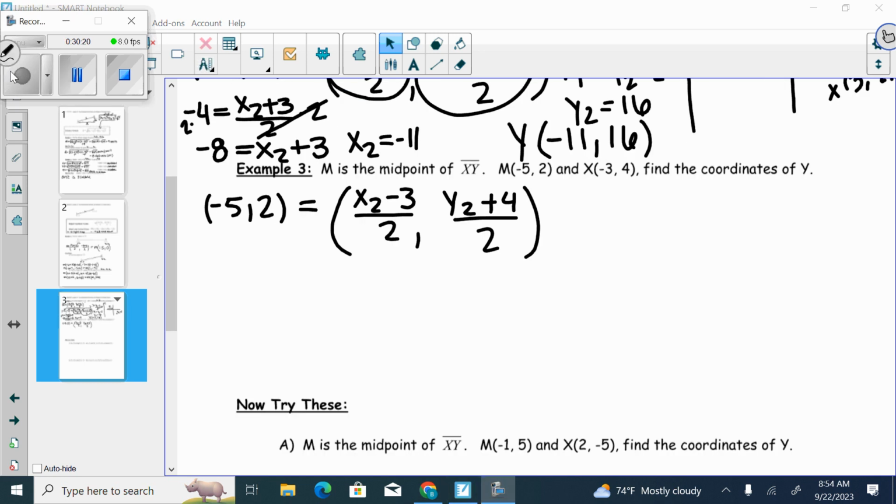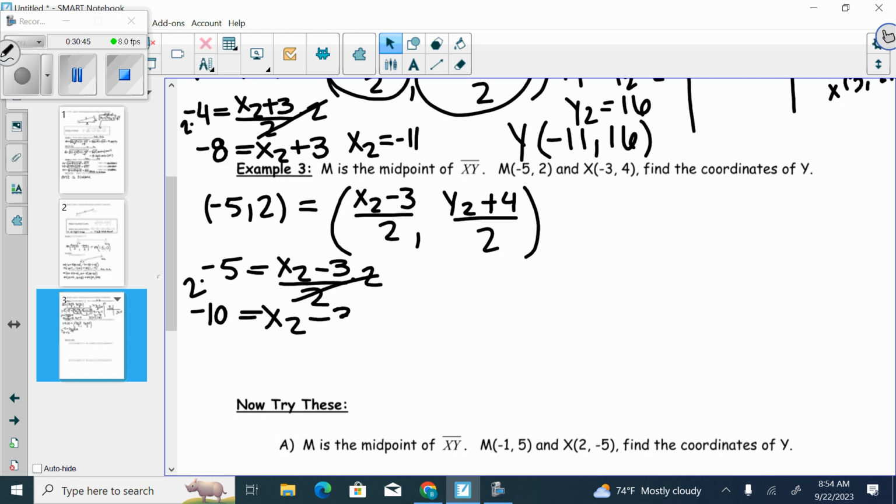Okay, so this is what we should have set up, right? So that means I can set negative 5 equal to x2 minus 3 over 2. What did you guys do to solve that? Multiply both sides by 2. Good. So whenever I multiplied the left side by 2, what did we get? Good. So I got negative 10 equals x2 minus 3. Then what do we do? Add 3. Negative 10 plus 3 would be what? Perfect. Okay, so I got my x value.